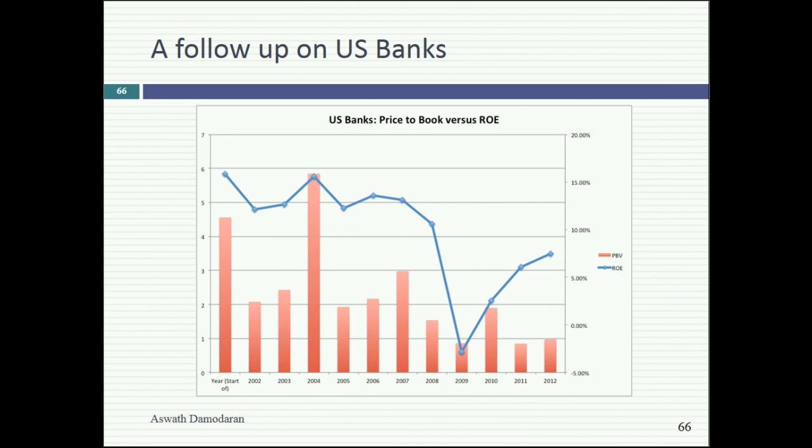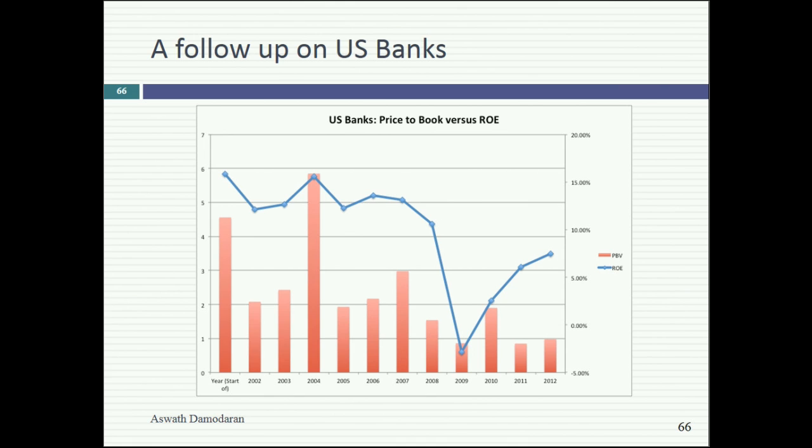Banks traded at high price-to-book ratios, 2.5, 3, 5, 6 times book value. And even in 2006, if you asked me to explain the high price-to-book, my answer would have been, they earned really high returns on equity. So for much of that period, it was high price-to-book and high return on equity.